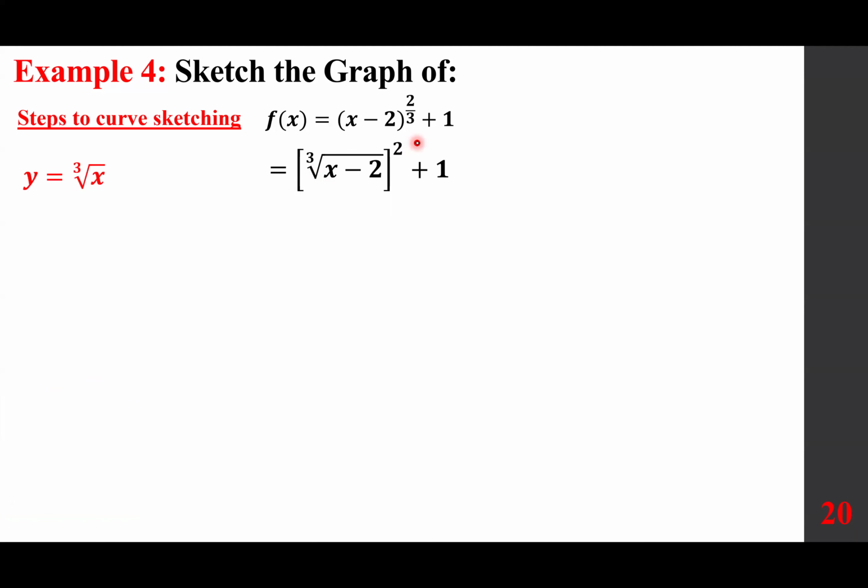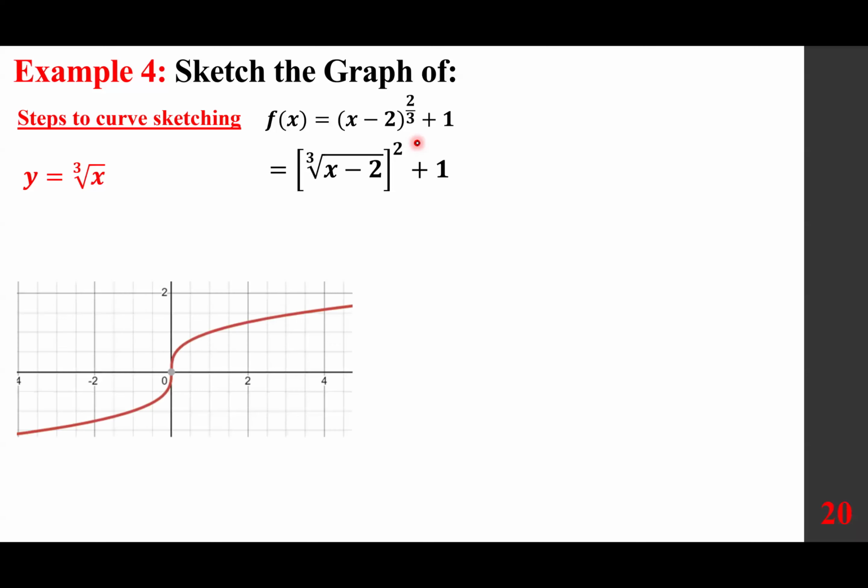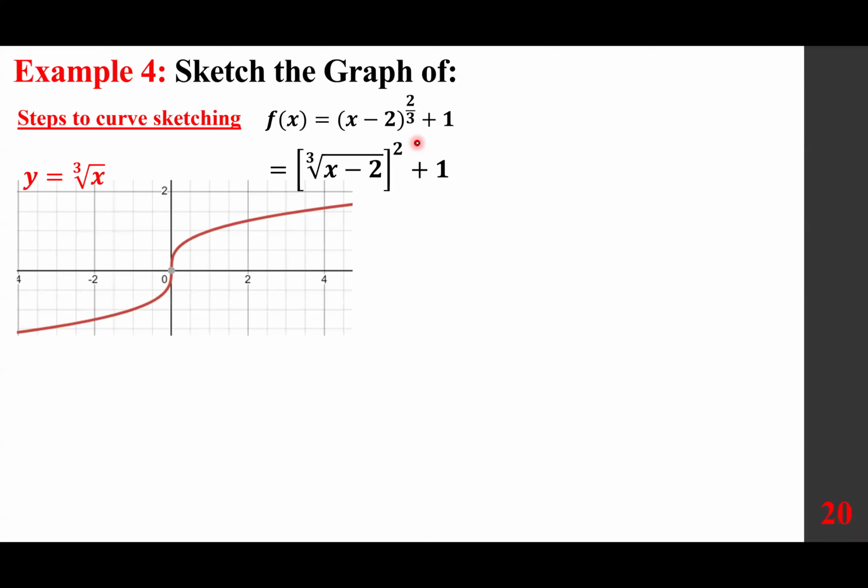Let's start with one of the essential functions, elementary functions. We should know the graph of cube root of x, which looks like this. Then we are going to go with cube root of x minus 2. And of course, the intercept is at 0, 0.